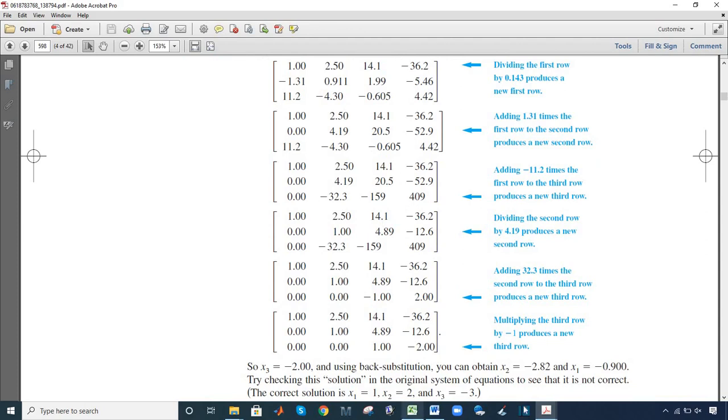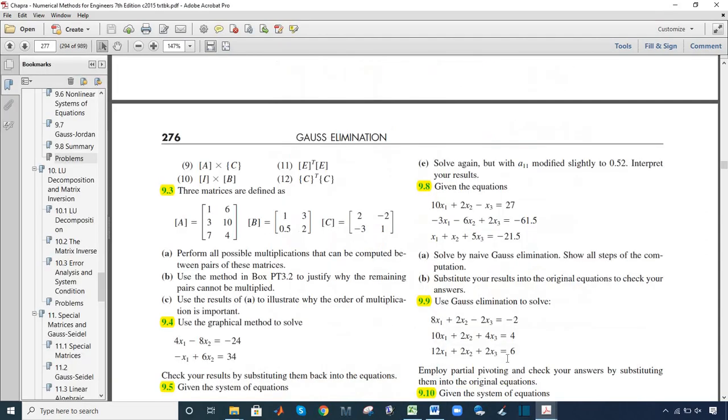Following the same procedure, you can solve this question 9.8, and when you find the values of x1, x2 and x3, then for solving the b part, you have to put these values into these equations, and the result will be 27, -61.5 and -21.5.